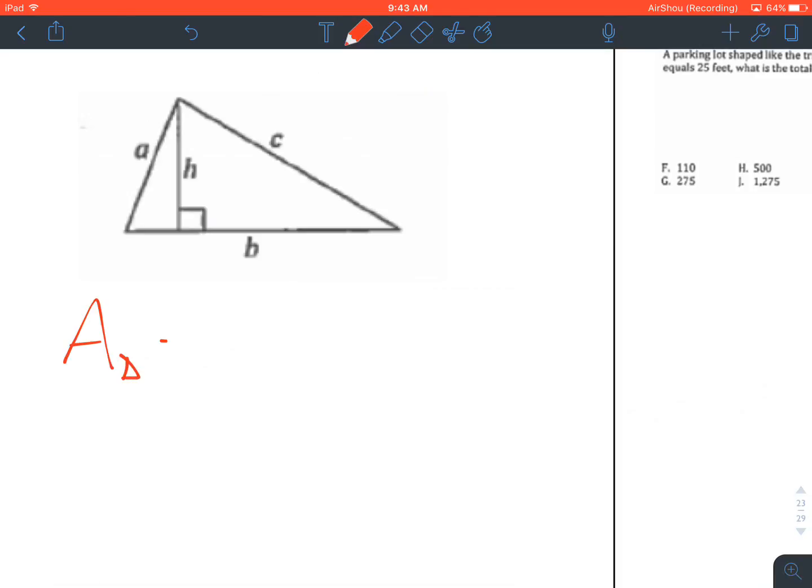So to find the area of a triangle, you take 1/2 times the base times the height. To find the perimeter, you add up the lengths of all the sides. It's true in any shape.